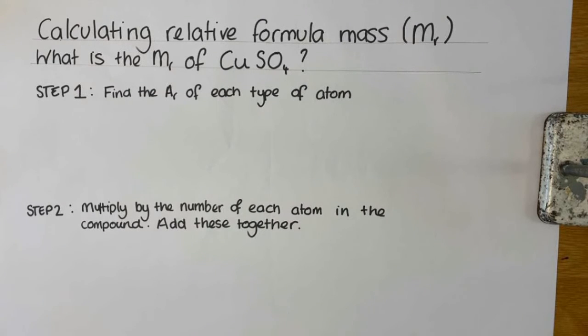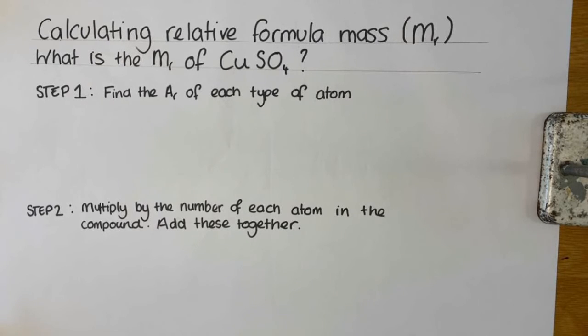If something's an element, then we can look up its relative atomic mass on the periodic table. But for compounds, which are made from more than one element, you need to look up the atomic mass of each individual element and add them together to work out what we call the relative formula mass. So we're going to go through how to calculate the relative formula mass for CuSO4.